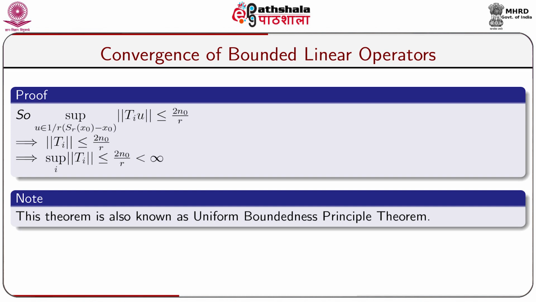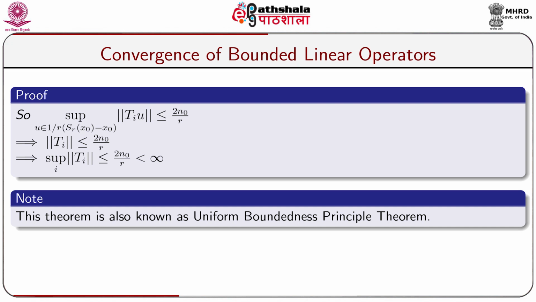So, the supremum over u belongs to 1 by r of the set Sr x naught minus x naught of norm of Tiu is less than or equal to 2 n naught by r, that is, the supremum is taken over all such elements u from the set 1 by r times Sr x naught minus x naught, which implies that norm of Ti is less than or equal to 2 n naught by r, which again implies that the supremum over i of norm of Ti is less than or equal to 2 n naught by r, but 2 n naught by r is less than infinity. This means the supremum of norm of Ti over i is less than infinity, that is, the norms of Ti are uniformly bounded.